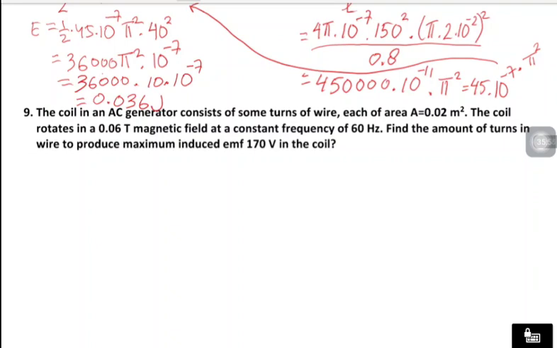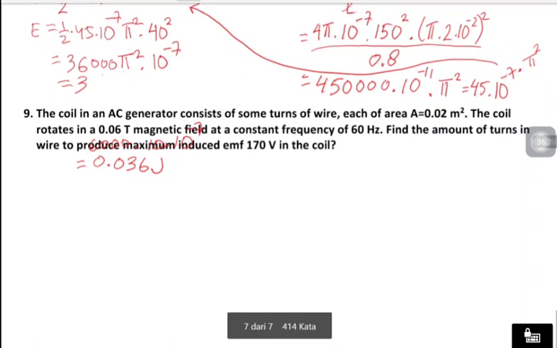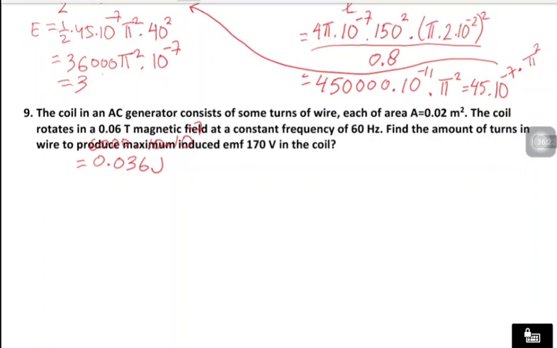Number 9. The coil in an AC generator consists of some turns of wire. Each of area A is 0.02 meters square. The coil rotates in a 0.06 Tesla magnetic field at a constant frequency of 60 Hz. Find the amount of turns in wire to produce maximum induced electromotive force 170 volt in the coil.